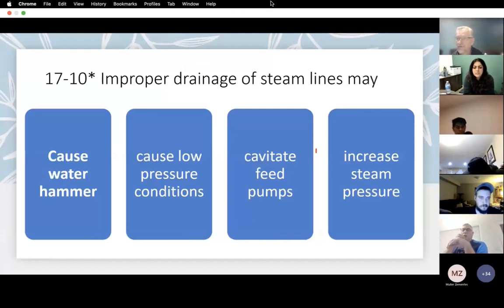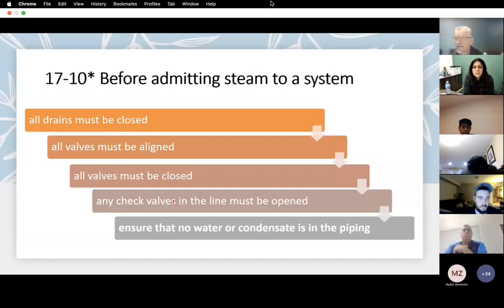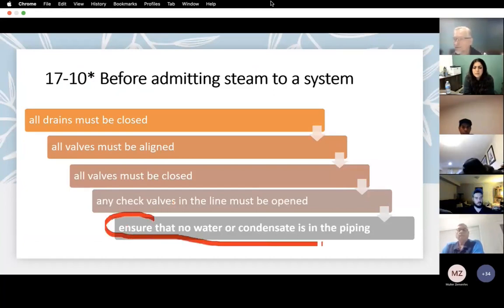So improper drainage of steam lines may cause water and steam or steam hammer. So you need to make sure a system is as water-free as possible. Ensure no water or condensate is in the piping. Okay. So you won't be closing the drains. You'll start with them open.